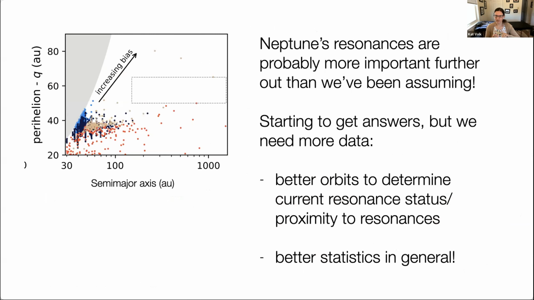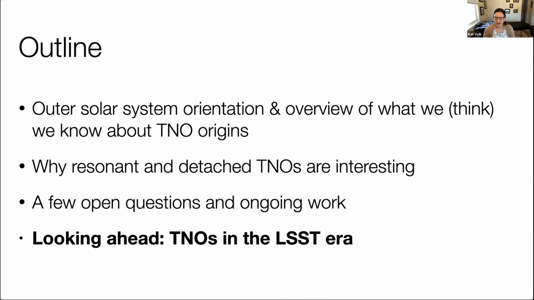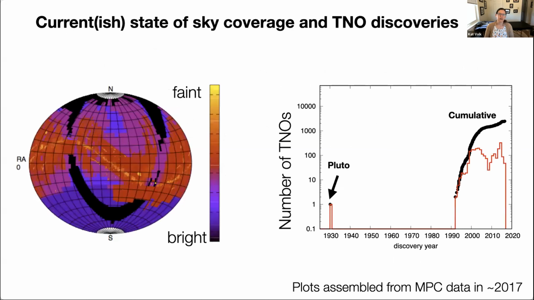We need better observational constraints on the orbits. There are really big uncertainties on the observed semimajor axes. We need to knock those down. And we need better statistics; 10, 20, 30 objects is not really enough. So that leads me to my last couple of slides, looking ahead to the interesting science we're going to be able to do in the LSST era.